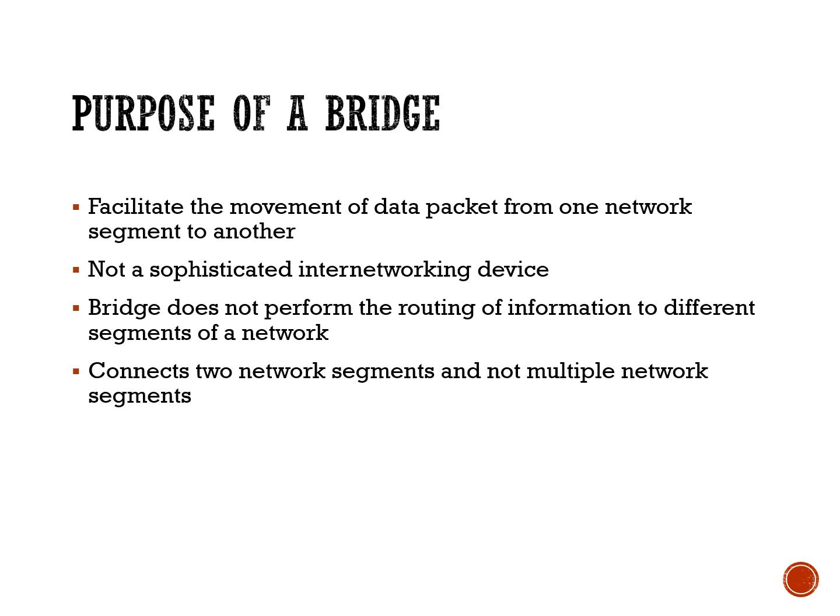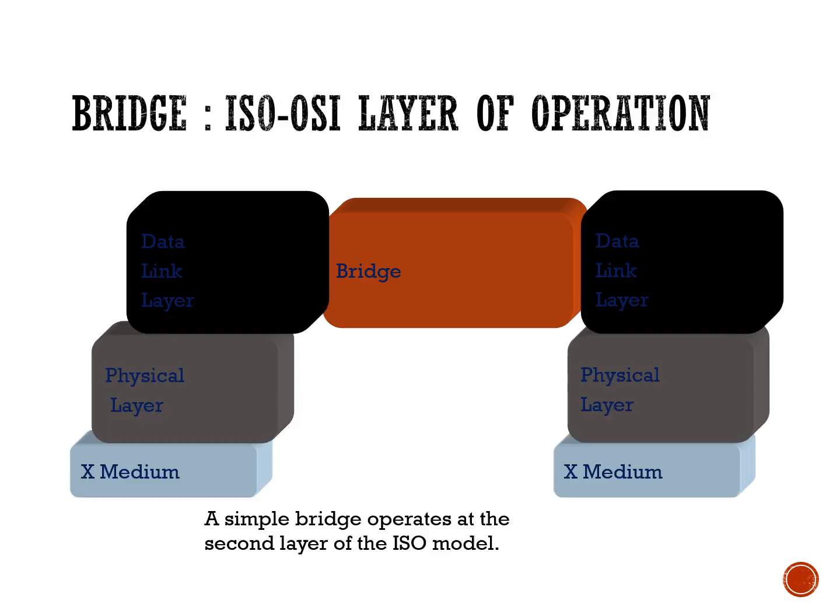So what is the purpose of a bridge? It facilitates the movement of data packets from one segment to another. It is not a very in-depth internetworking device because it does not do any routing. It just connects two network segments, not multiple network segments together. So only two segments can be connected using a bridge. It operates at the data link layer of the OSI model.